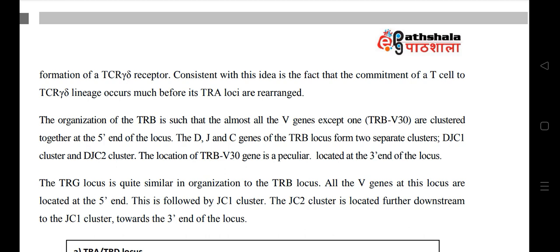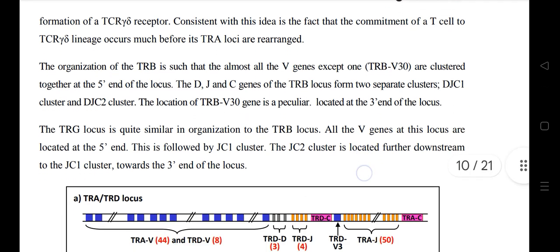The TRG locus is quite similar in organization to the TRB locus. All the V genes at this locus are located at the 5' end. This is followed by the JC1 cluster. The JC2 cluster is located further downstream of the JC1 cluster, towards the 3' end of the locus.